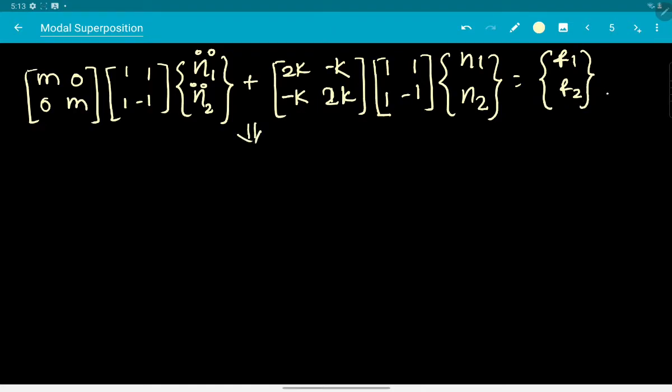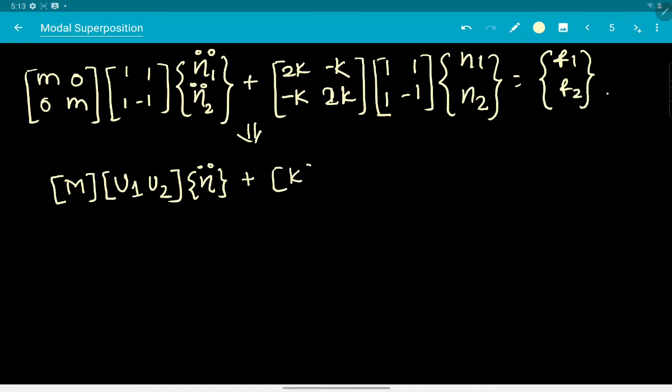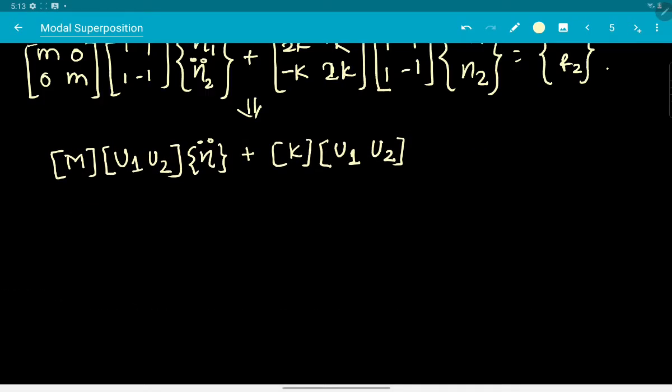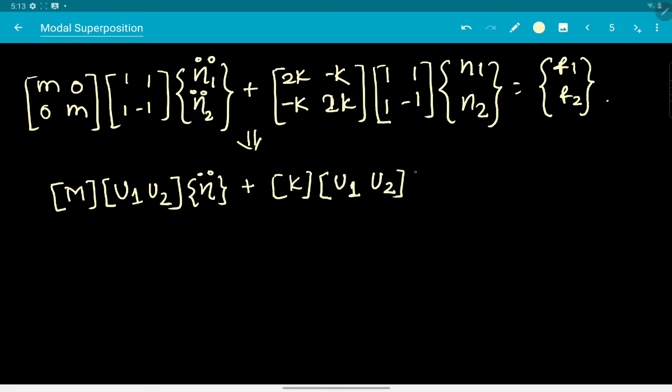Which is nothing but, I'll write it in this way. This is the mass matrix. This is a matrix composed of U1, U2, which is the U matrix, and here it is the eta double dot vector, plus again you have the K matrix and a matrix which has U1, U2 as two columns, and to that you have the eta vector multiplied, and that is equal to F.